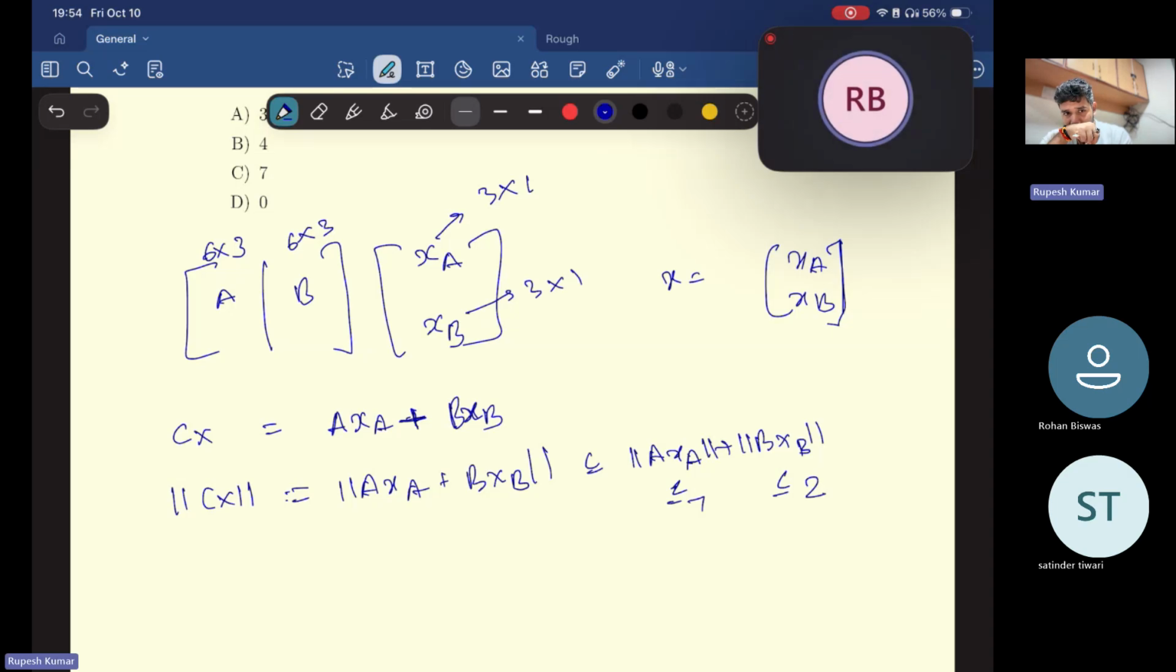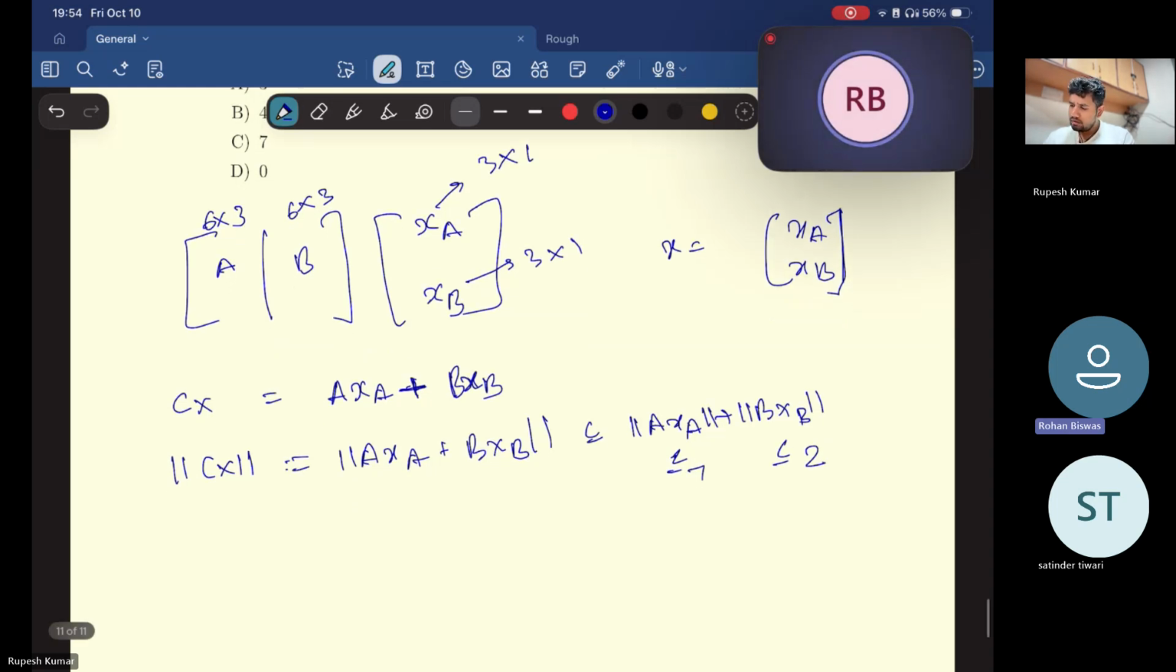Hello. Sir, your screen froze, I think. Maybe it's my network issue or something. Satinder, can you hear me? Or can you see, sir? Am I audible? Yes, sir. I think I had some problem with my internet.